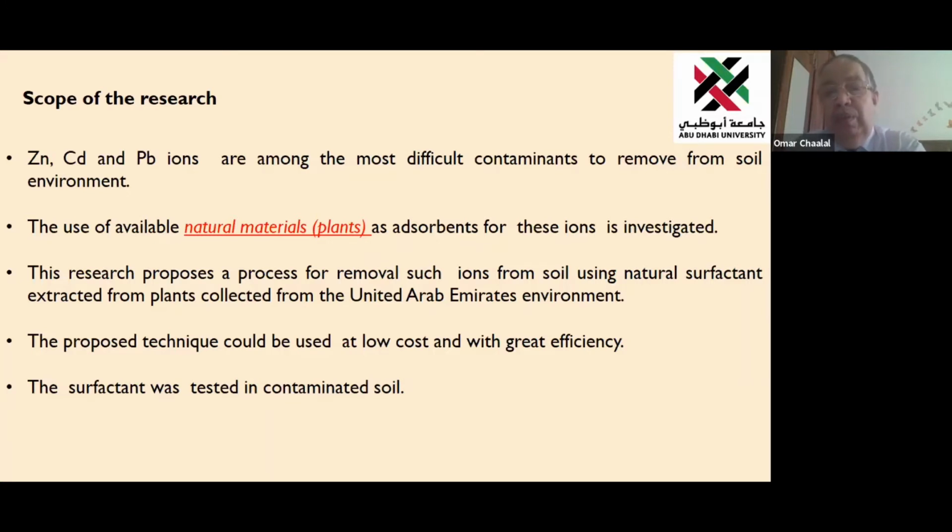In this research, we introduce a process for removing these harmful elements from the soil of the United Arab Emirates. This technique is low cost because it comes from plants, and the plants are just growing everywhere. They grow in harsh climate, very high temperature, low water. And these 2 plants I am using, I will show you how we use them.